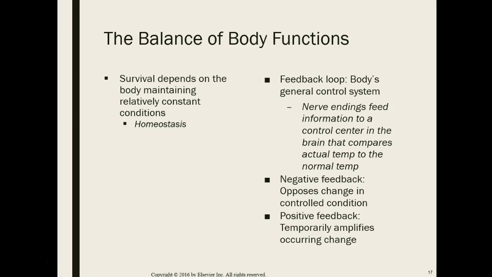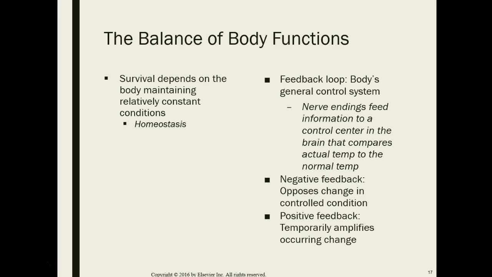The easiest example is us sweating. So we're outside, we're working, it's blazing hot, we start to sweat. So what's happening is our body is trying to bring that temperature back to a normal level. Positive feedback is a little more unusual. So this is a temporarily amplified occurring change. This is what happens when a woman goes into labor. So we have increased uterine contractions, so we're amplifying those contractions until the birth of the baby occurs.